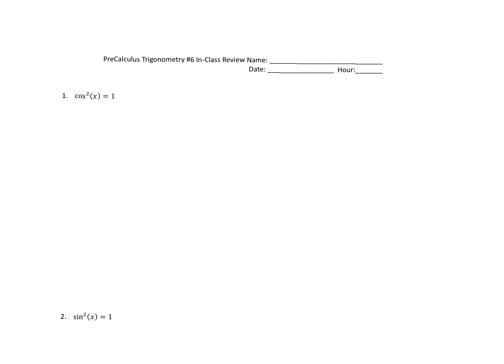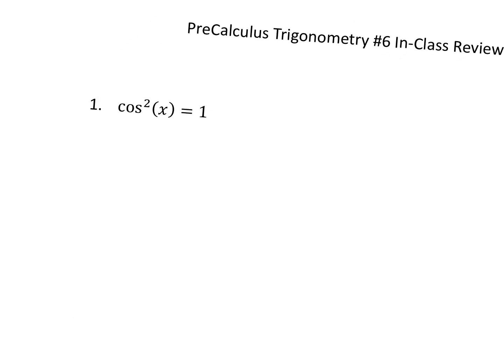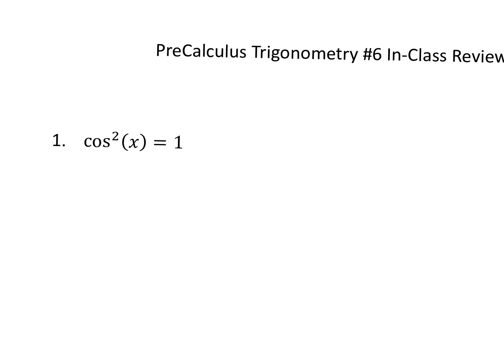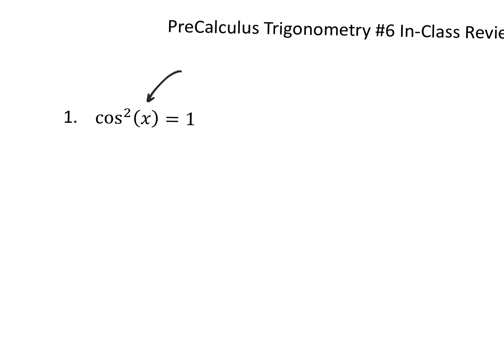First question asks us to find when cosine squared of x is equal to 1. Now remember, when we're solving, we're looking for something that we can plug in for x that makes this a true statement, that makes this trig ratio squared equal to 1. So what I'm going to do is take the square root of both sides of the equation. So I'm going to take the square root of the cosine squared of x and the square root of 1.